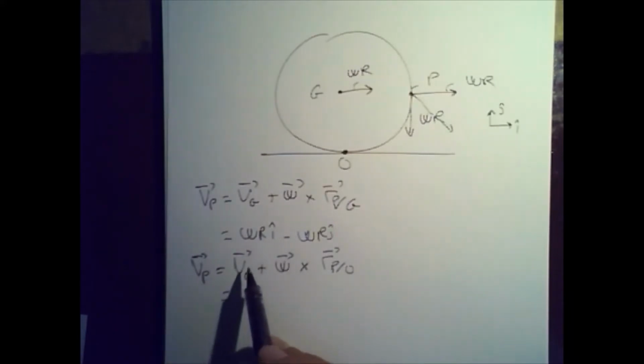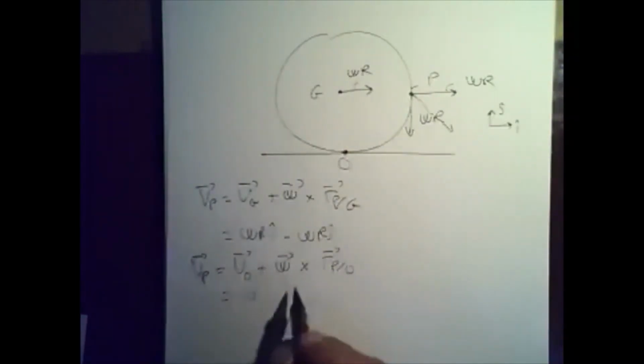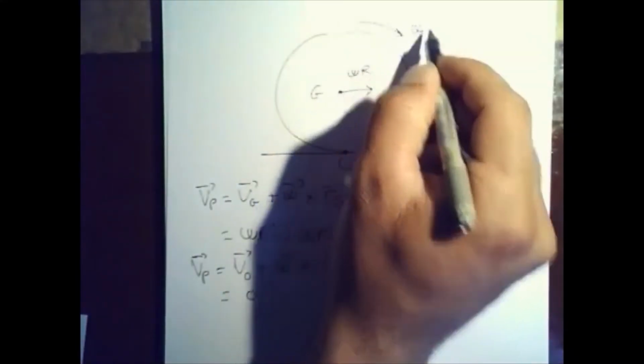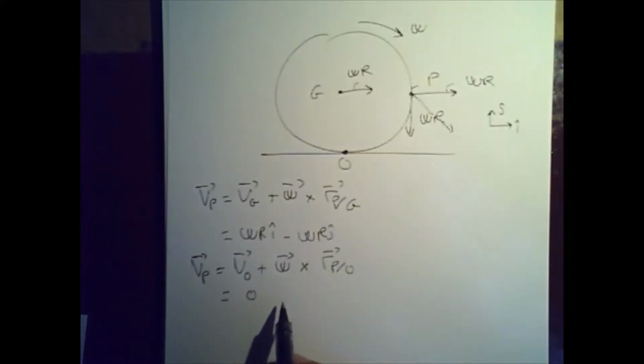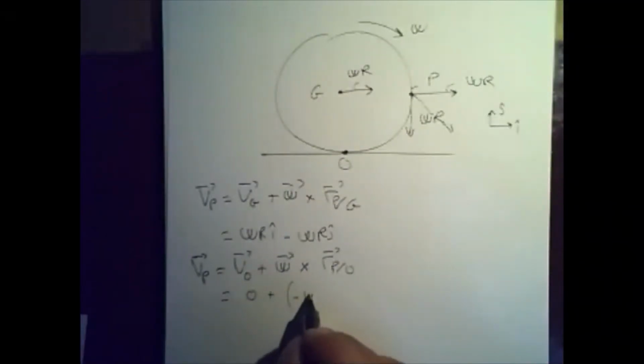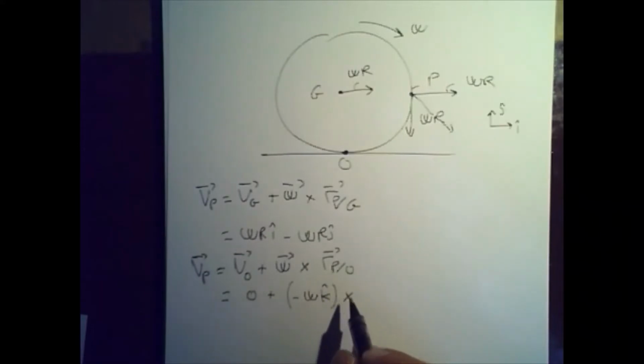What is the velocity of point O? It's 0. Okay. What is omega? Omega R. So basically, what you're going to do right now is replace this vector. So what is that vector going to be equal to? Minus omega k, right? Cross, what is RPO? Can you tell me what is RPO?